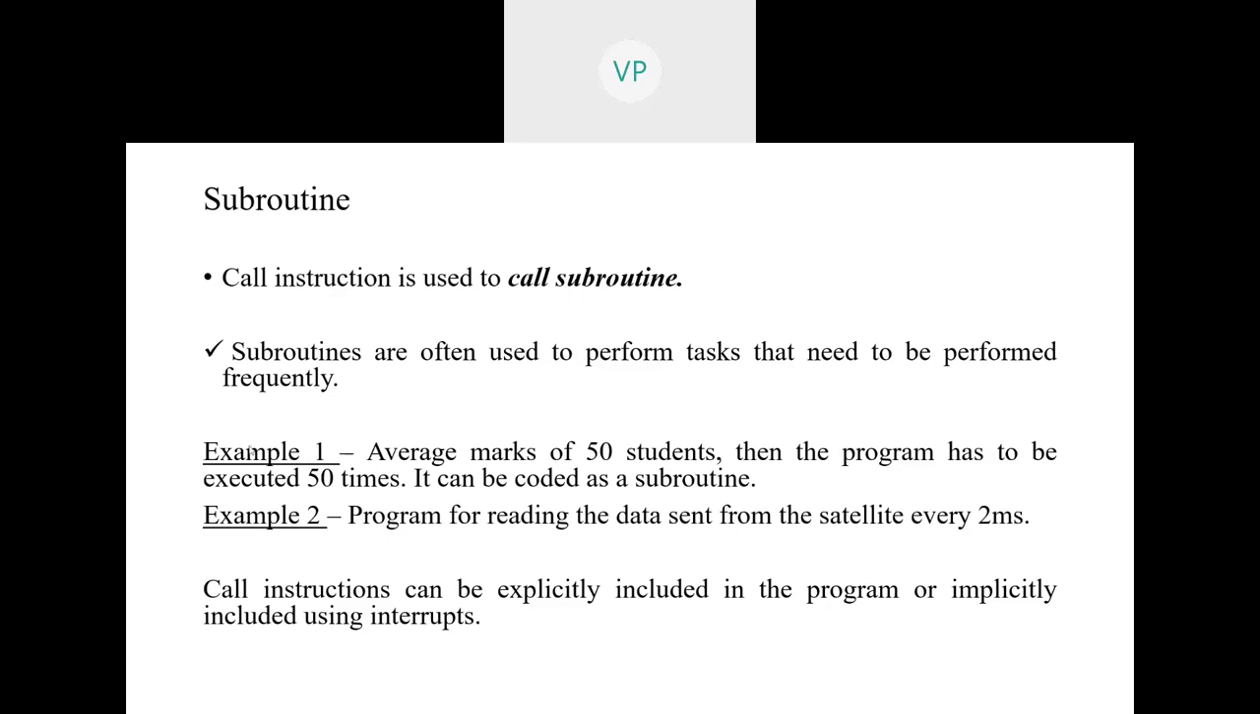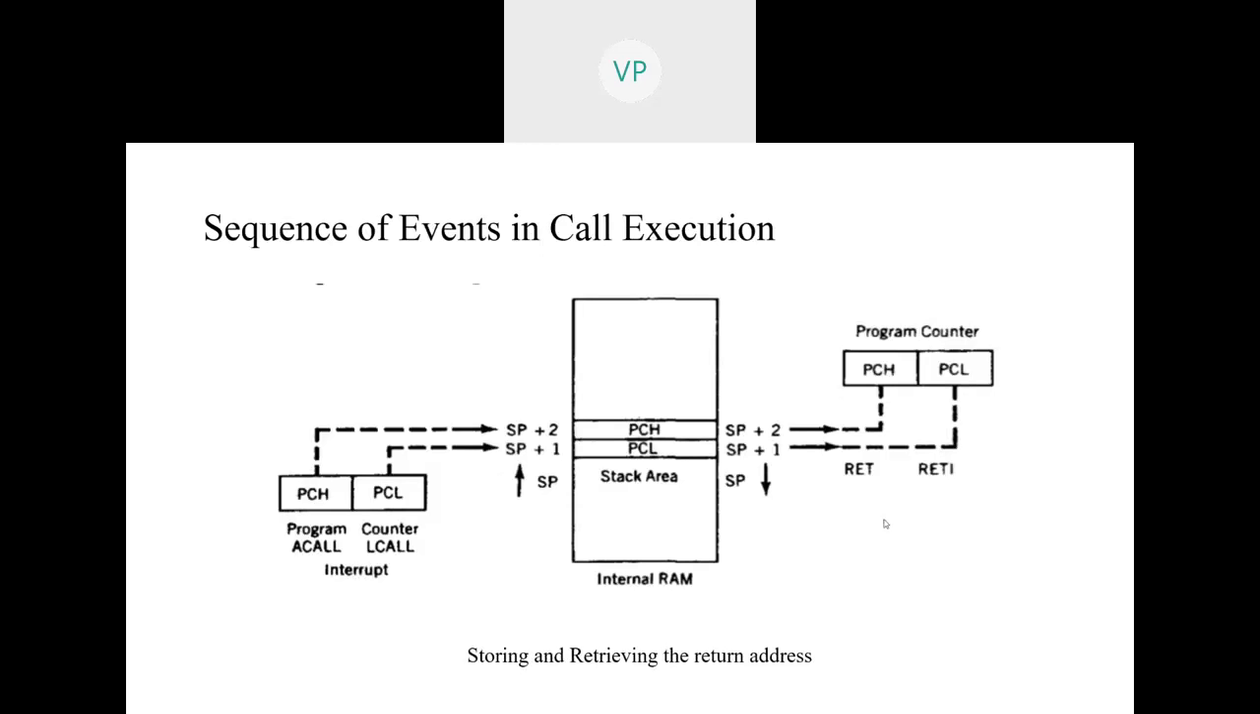Now, whenever the code is running and a call instruction appears, the processor or the CPU has to do something. We'll see the sequence of events while executing the call instruction. Take an example: I'm executing a code, and the next instruction is a call instruction. Since there is a call instruction, what does the processor have to do now?